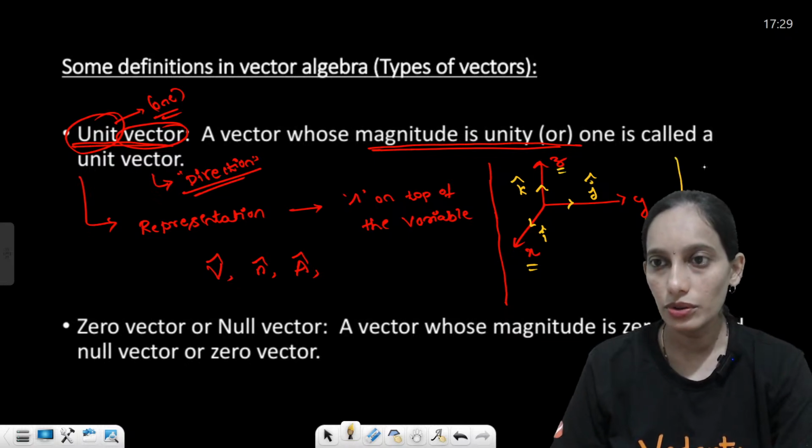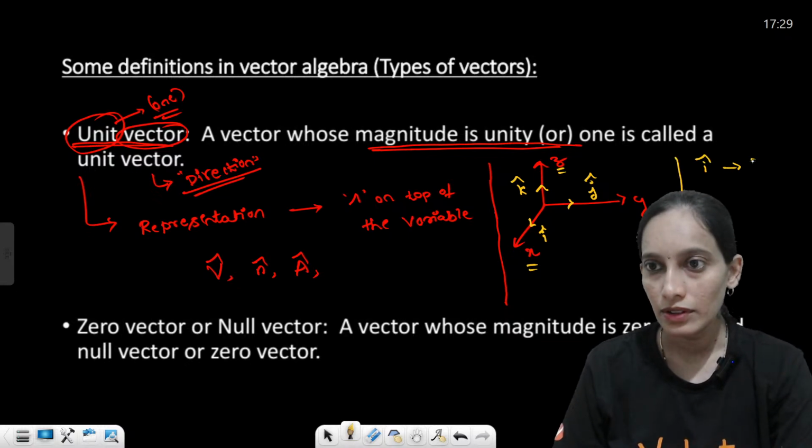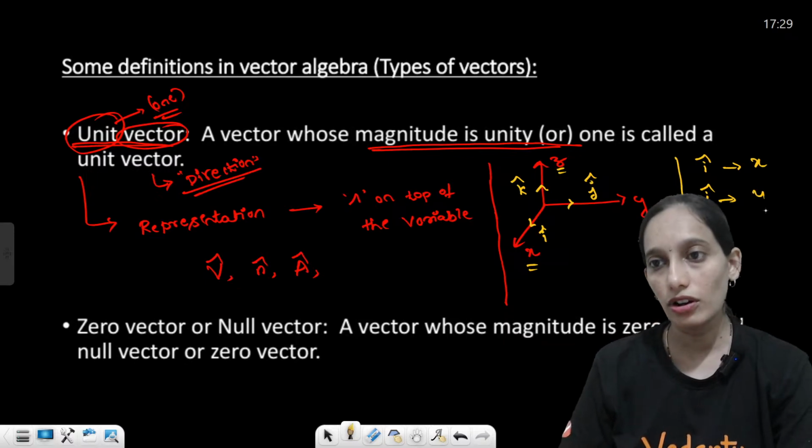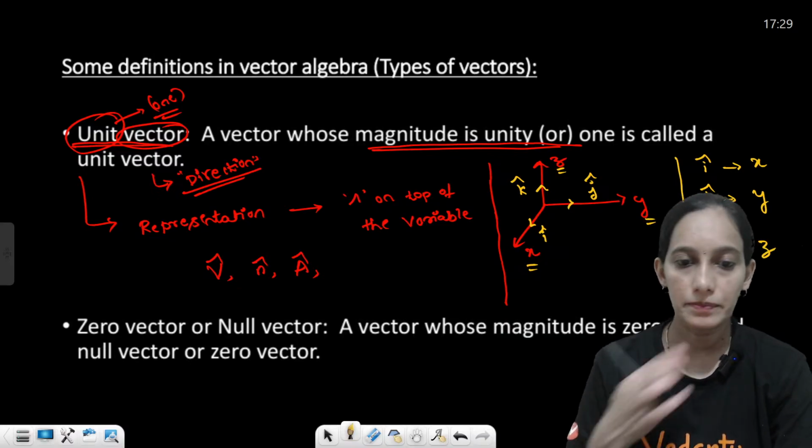Okay, so i cap along x axis. If I write j cap, what does it mean? It is understood that the direction of the vector is along y axis. If you see k cap, what does it mean? The direction of the vector is along z axis. Is that clear till here?